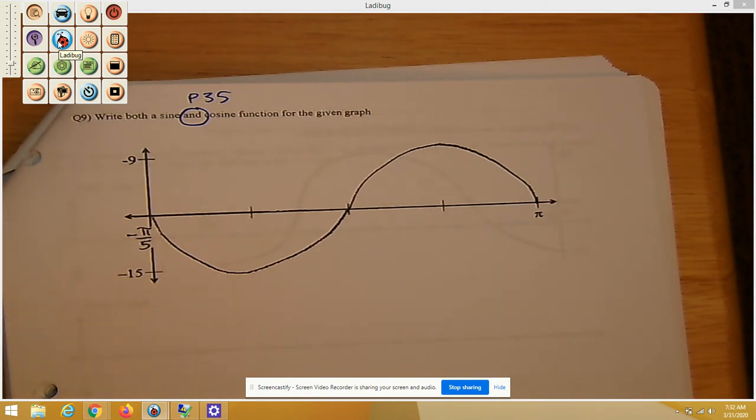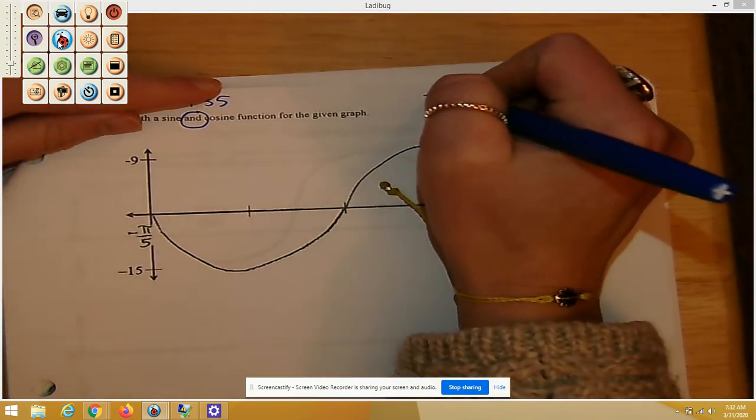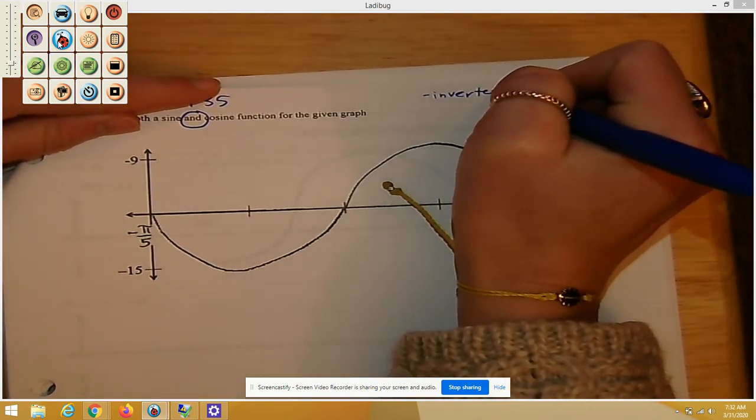Alrighty, so now we're going to look at how you write a sine and cosine function from a given graph. It's a little bit different than graphing, but very similar. In this particular example, I would look at what you're given and decide what you have to start with. In this case, I have an inverted sine. So I'm just going to take a little bit of an inventory up here. I have an inverted sine graph.